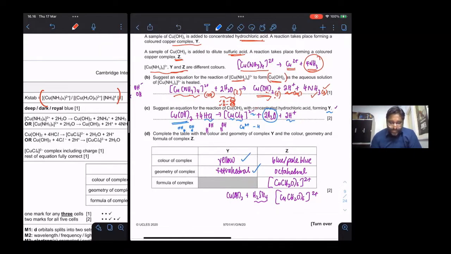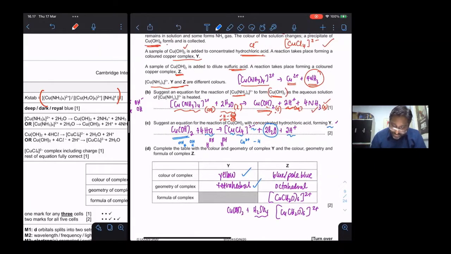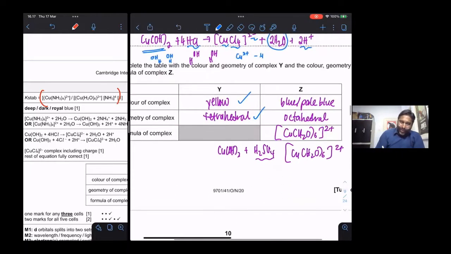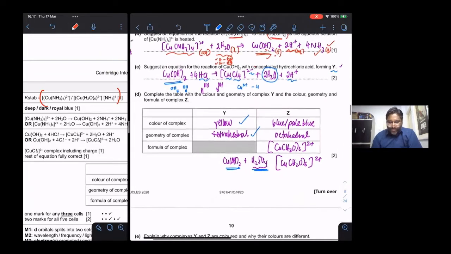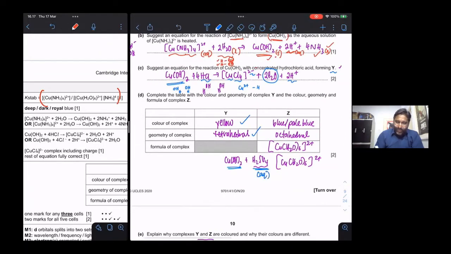Yeah, you can see the Z. It's going to be the reaction taking place forming a colored copper complex, which is going to be Z. Okay, what is actually taking place? You have the copper hydroxide with H2SO4. What happens generally is it is going to react with water first. When they react with water, the Cu2 plus is going to combine with 6 ligands of water. Yeah, this one is quite common.